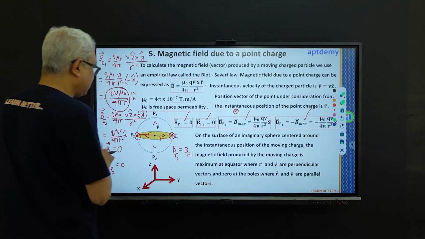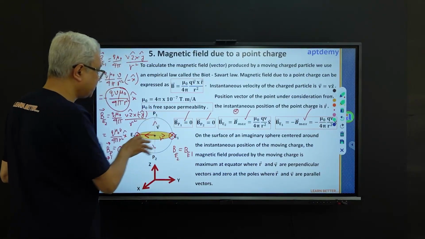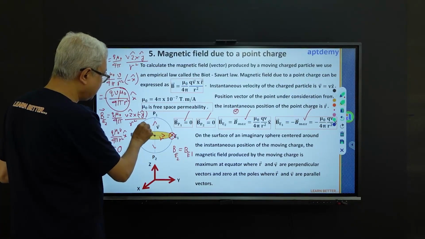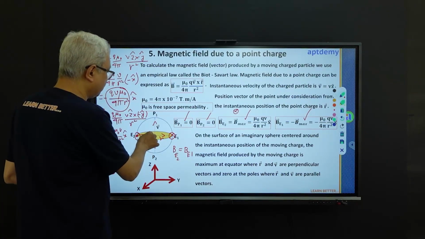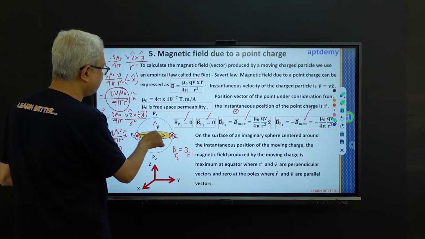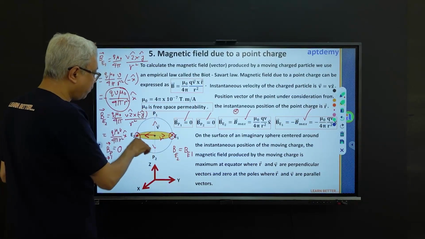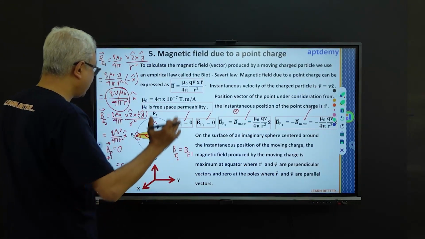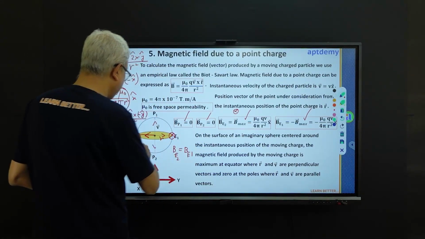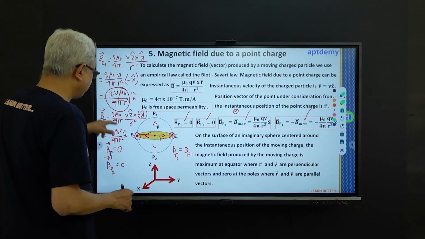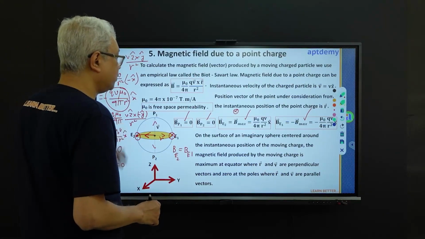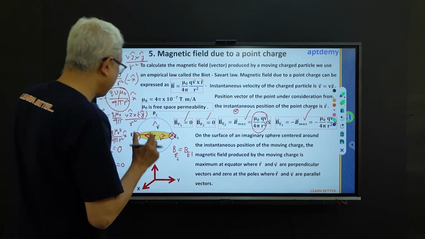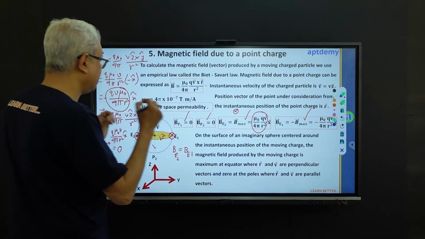And you see, at least at these four representative points, we have found that at the polar points, if you draw an imaginary sphere centering this point, the instantaneous position of the point charge, then at the poles P1 and P2, the magnetic field produced is 0, whereas at the points on the equator, the magnitude of the magnetic field produced is mu naught QV by 4 pi r square, and its directions are different at different points.